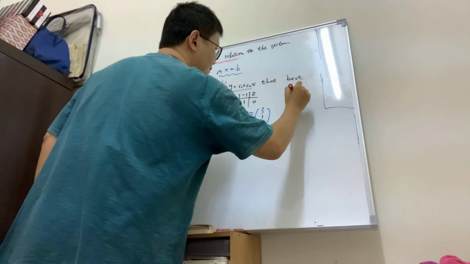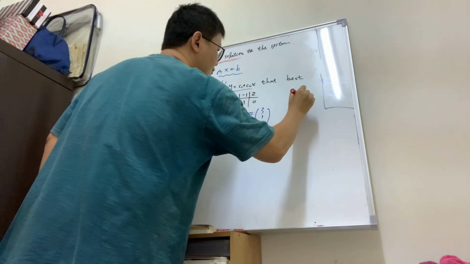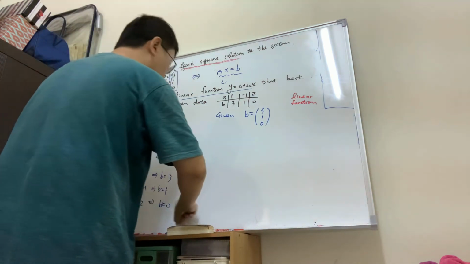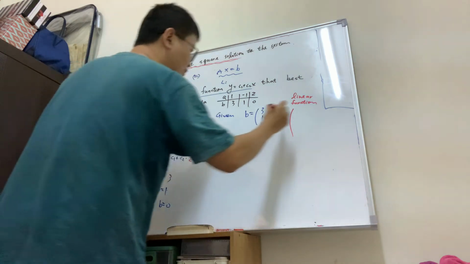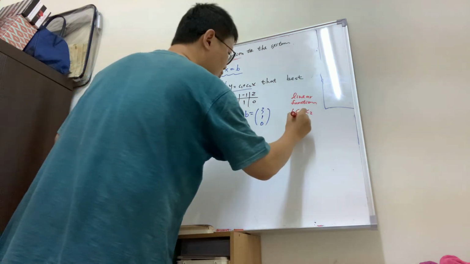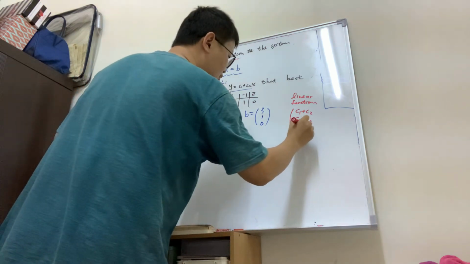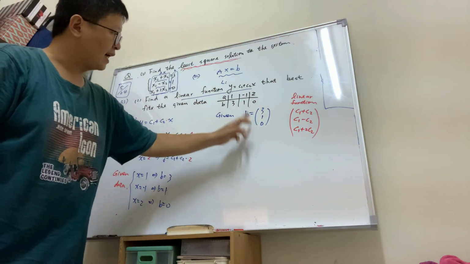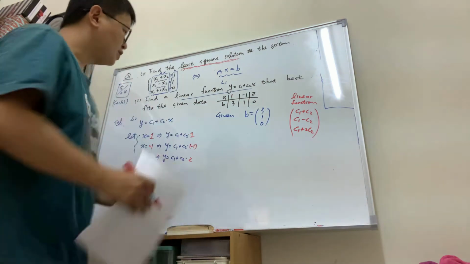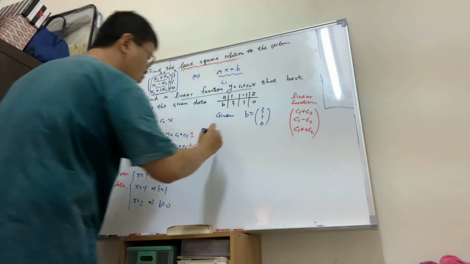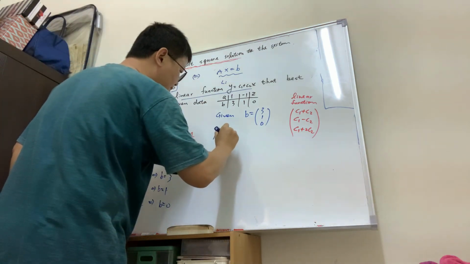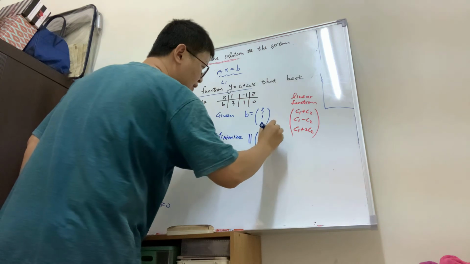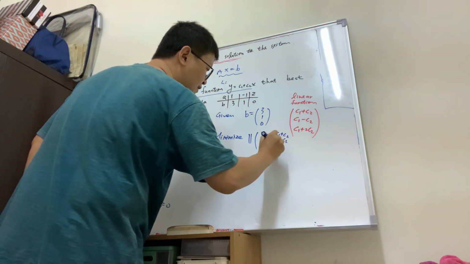In the linear function, we have three y values: c1 plus c2, c1 subtract c2, c1 plus 2c2. You could view it as a vector, a point in R3 space. So now our question is, we want to minimize their distance.